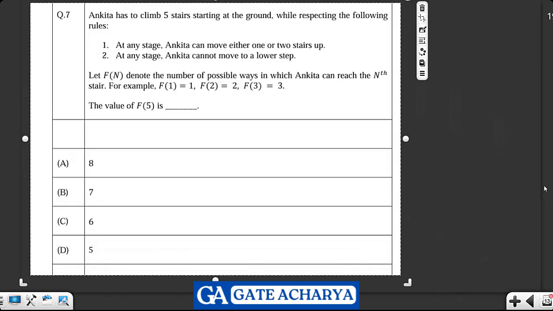Let Fn denote the number of possible ways in which Ankita can reach the nth stair. So F1 stands for one stair: what are the possible ways of getting to one stair? One way. F2 means 2 stairs are there. Then how many ways? 2 ways. What about F3? 3 ways of getting to the top of the third stair. So like that, for F5, what are the possible ways? Let me explain these ways which are given to you already.